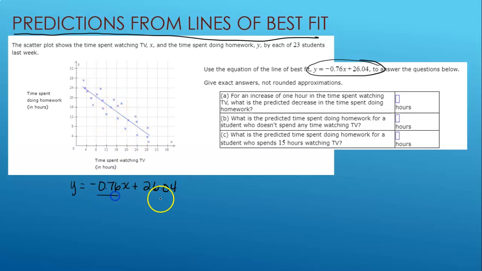So they have written us an equation with a perfect slope and a perfect y-intercept for this line of best fit. This is much better than what you or even I could do if we were trying to calculate the line of best fit by hand. What that means is we have a negative slope and a y-intercept, if we were to follow this up, of 26.04.